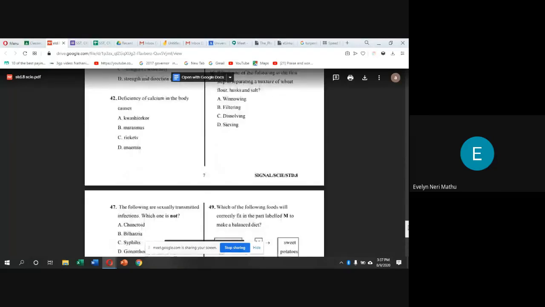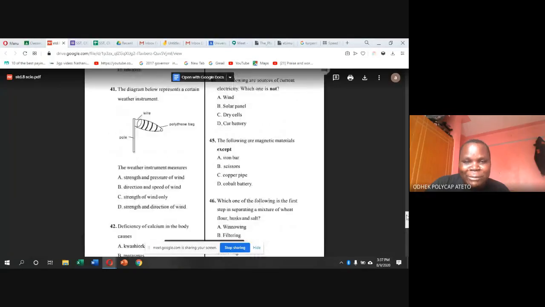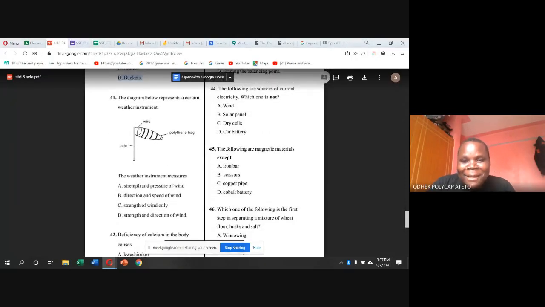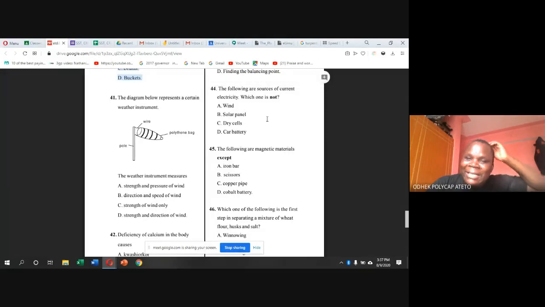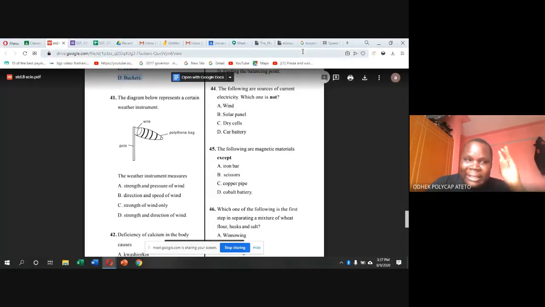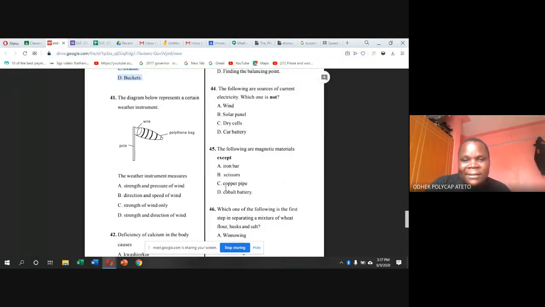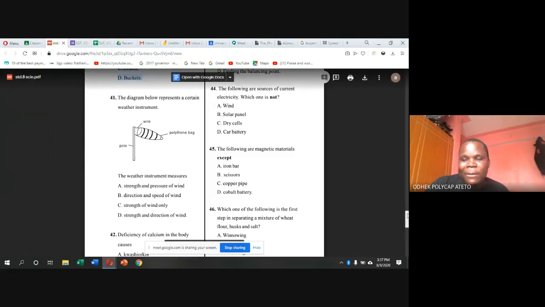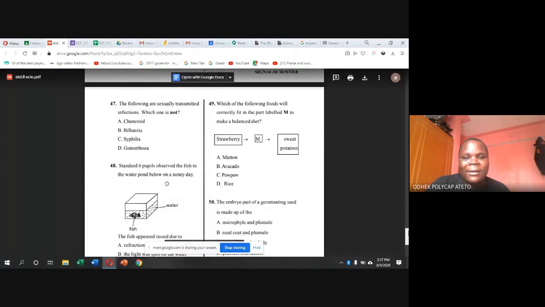Number 45. We had actually reached 46. The following are magnetic materials. This one also we revised last time. Iron bar, scissors, copper pipe, and cobalt battery. We are talking about except, and that is copper pipe. Copper is not a magnetic material.